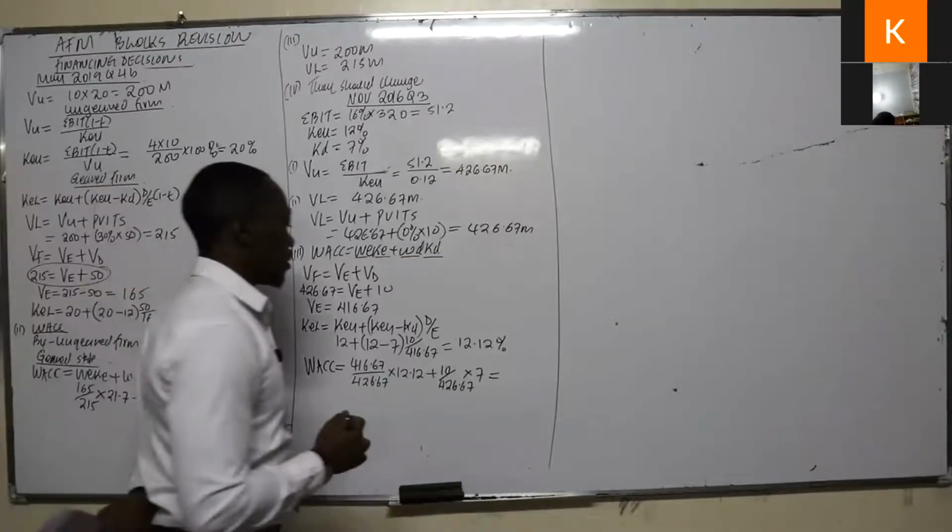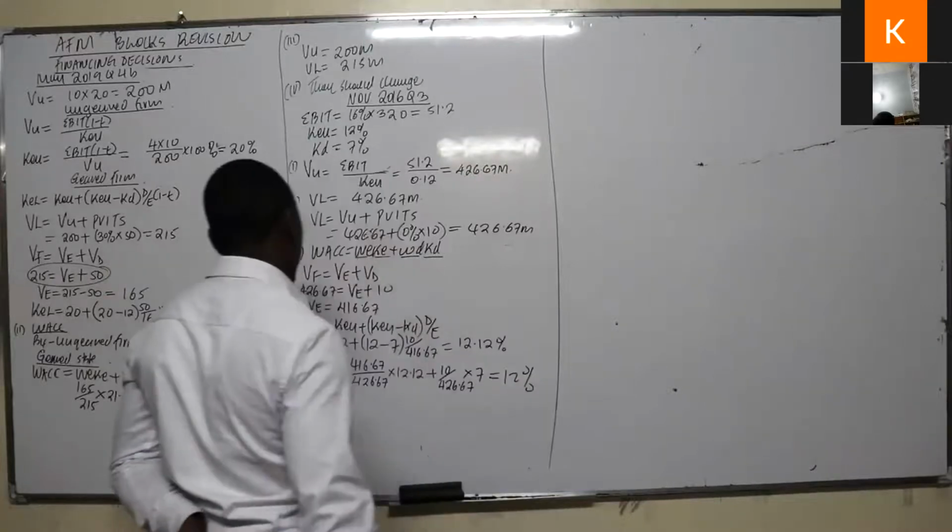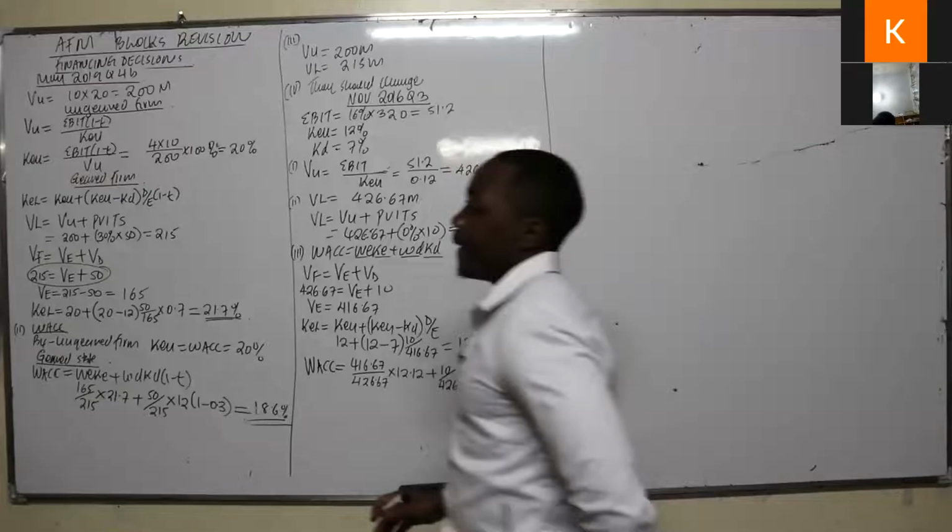You get? Just 12. Good. Now let's go to part C of the question.